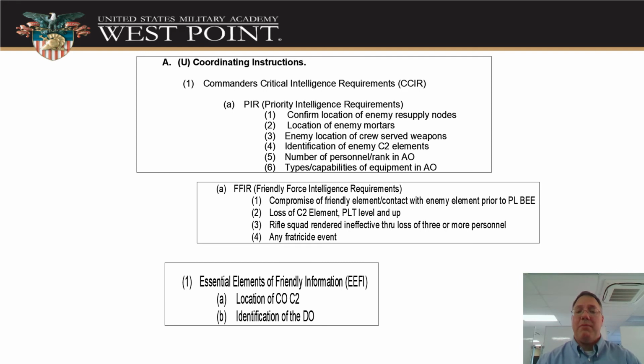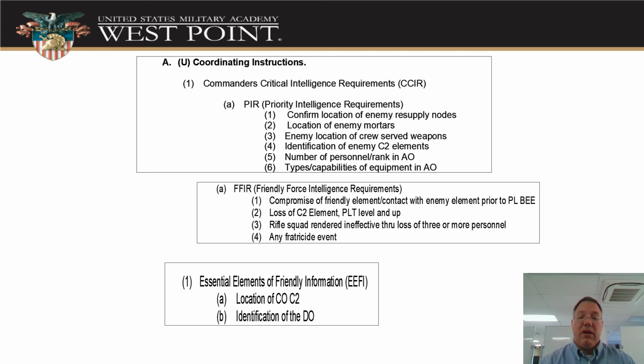I've got just a couple of examples here, so you can look through these. Under coordinating instructions, I start out with my commander's critical information requirements, things that are going to help make decisions. Priority intelligence requirements, decisions where I need to know information about the enemy, like the location of their supply nodes, location of their mortars, where their crew-served weapons are, capabilities they have in the AO. Then I've got my friendly force information requirements, things about us that I need to know to make a decision. Like if I lose a C2 element at the platoon leader or up, if a rifle squad is no longer effective, if fratricide happens, or when all the elements cross a certain phase line.